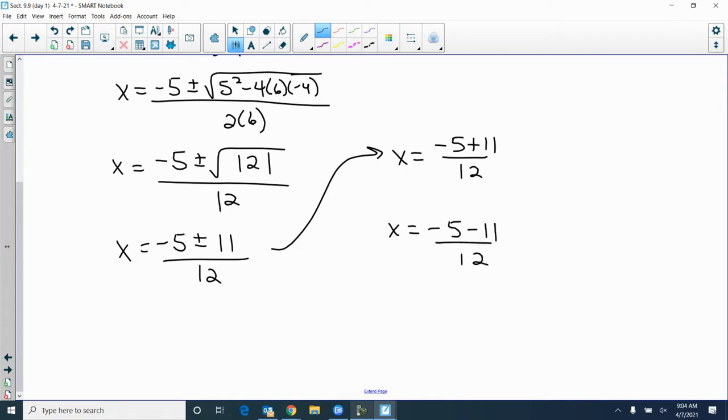Now you're going to get decimals. If you get a decimal, I want you to keep it as a fraction. So this is where you can just do it in your head. What's negative 5 plus 11? 6. Now if you need your calculator for that, that's fine, but just stop there. So it's 6 over 12, which reduces to 1 over 2. Negative 5 minus 11. Negative 16.